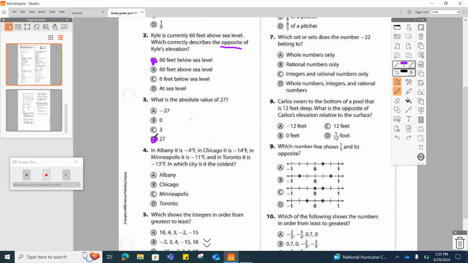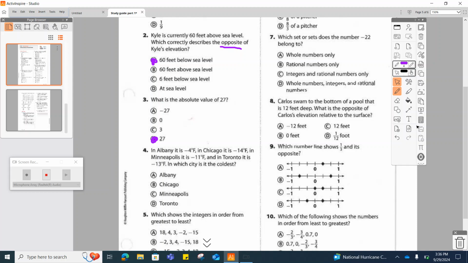Question 4. In Albany, it is -4 degrees Fahrenheit. In Chicago, it is -14 degrees Fahrenheit. In Minneapolis, it is -11 degrees Fahrenheit. And in Toronto, it is -13 degrees Fahrenheit. Which city is the coldest?